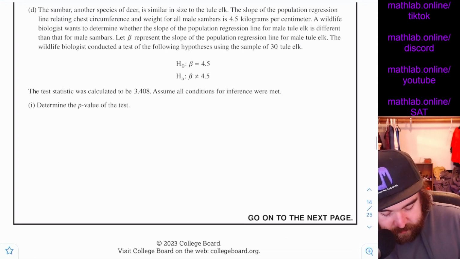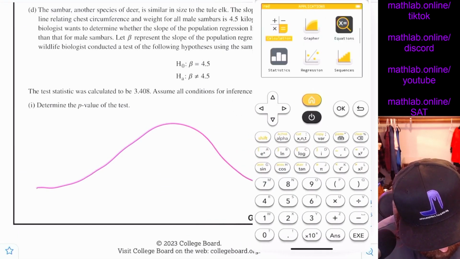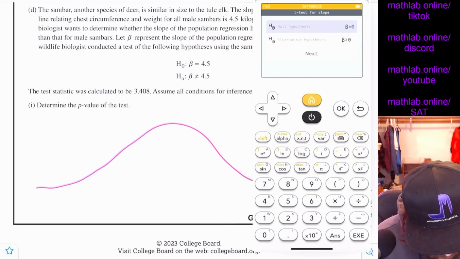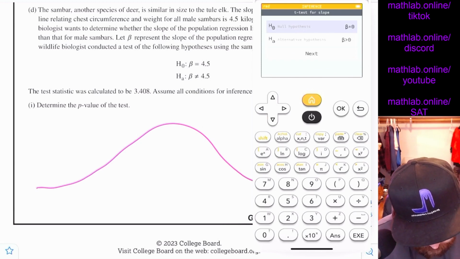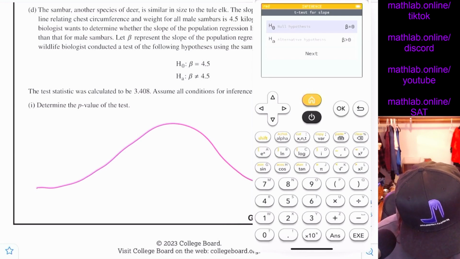Determine the p-value. So I suppose... I mean, NumWorks will run tests and inference by doing tests and doing slope. Ooh, slopes are t-tests? I think it'll tell me the p-value. Wait. The null hypothesis is not that it equals 0.